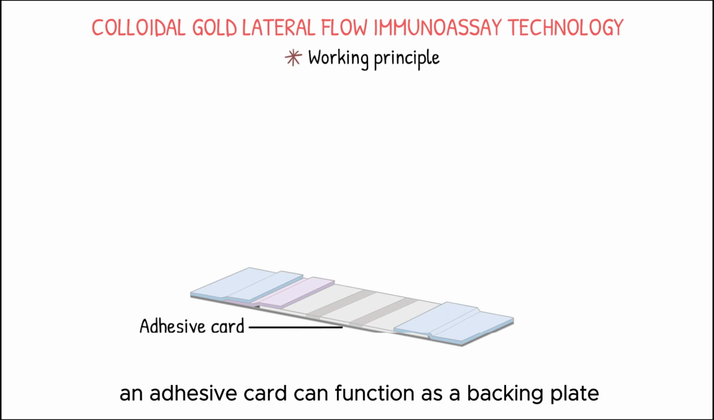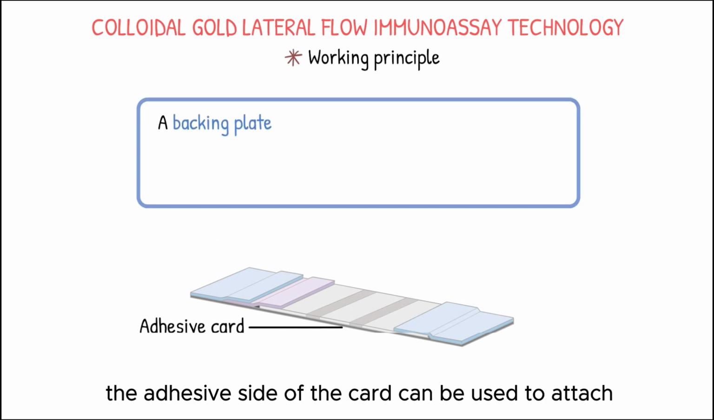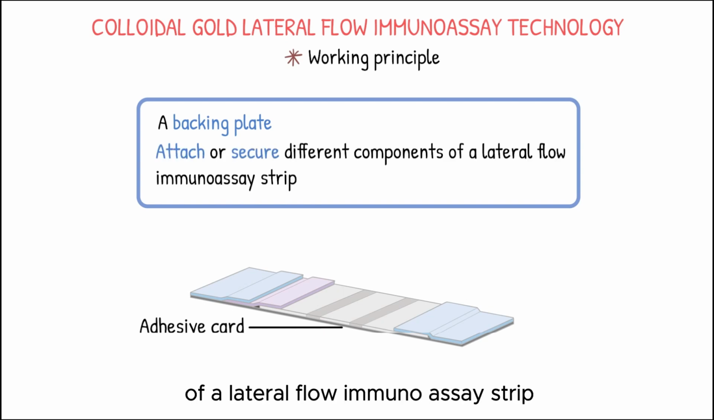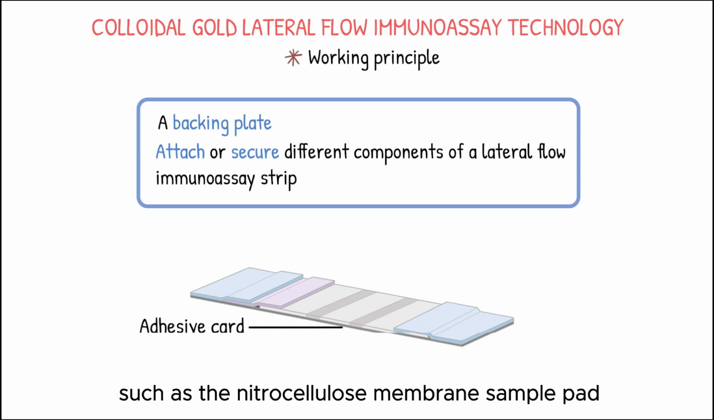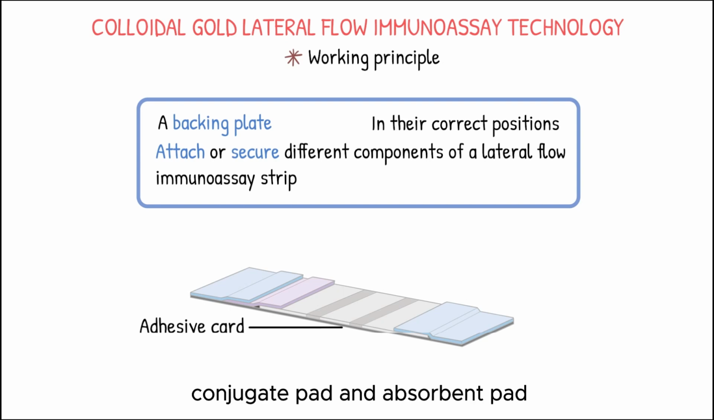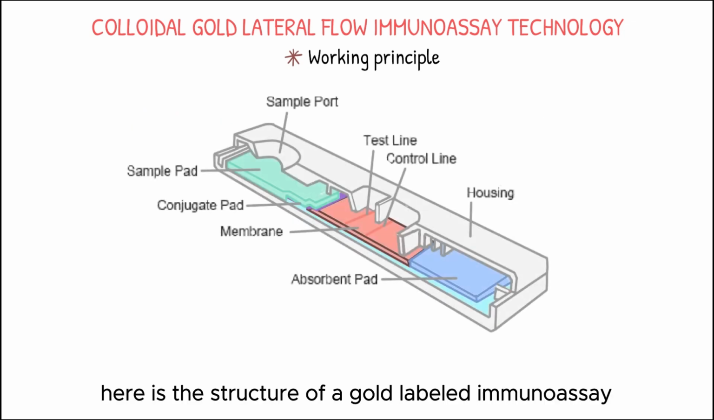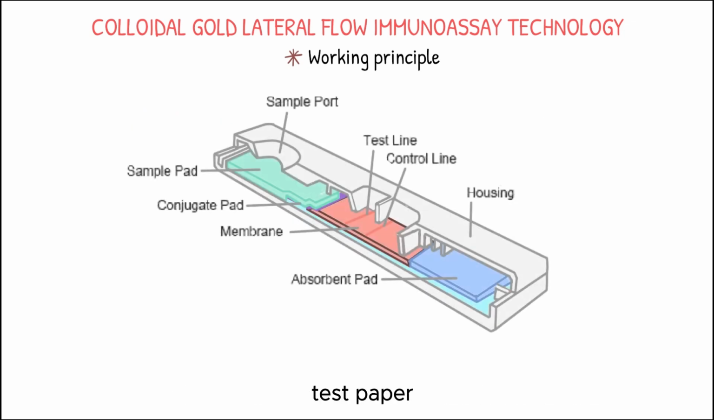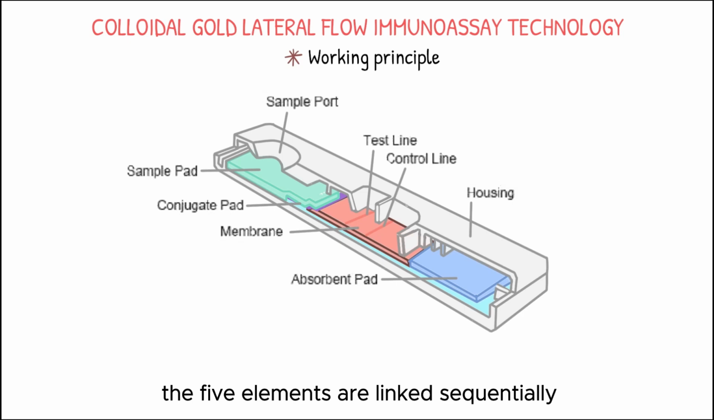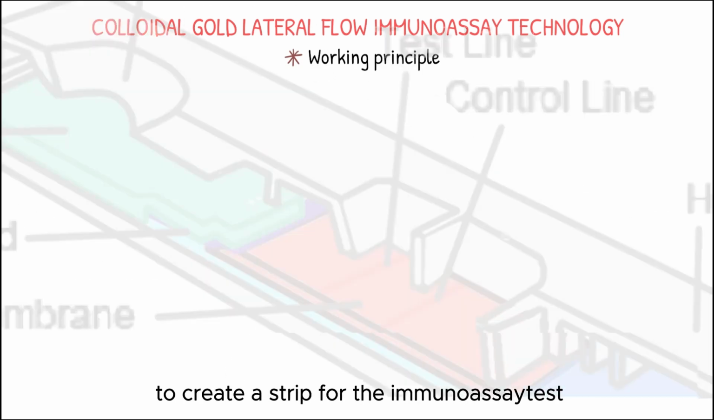An adhesive card can function as a backing plate. The adhesive side of the card can be used to attach or secure different components of a lateral flow immunoassay strip, such as the nitrocellulose membrane, sample pad, conjugate pad, and absorbent pad in their correct positions. Here's the structure of a gold-labeled immunoassay test paper. The 5 elements are linked sequentially to create a strip for the immunoassay test.